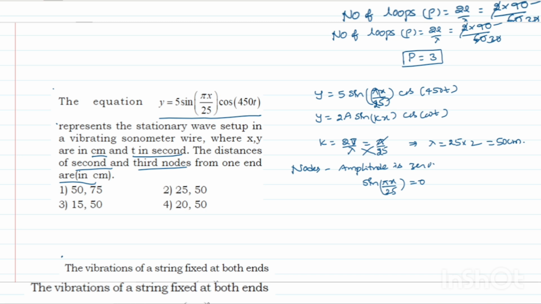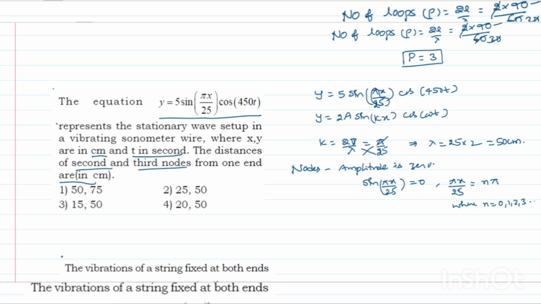That means the sine function is taken at an integral multiple. It's nothing but the sine value where you are getting 0, that is at 0, 180 degrees, 2 pi, 3 pi and so on. For integral multiples, that is n pi, where n equals 0, 1, 2, 3 and so on.